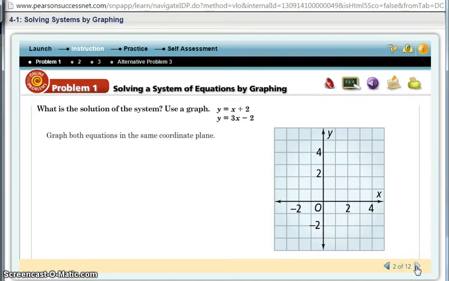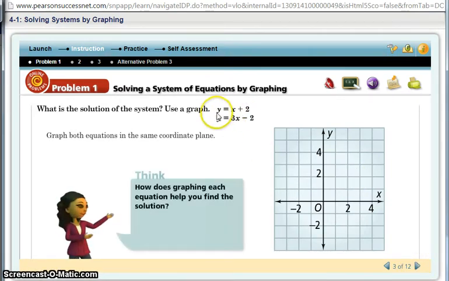So we start our first one with a y-intercept of 2. And then what's the slope of this first equation? What is it? 1. Not 1x. The slope is just 1 because it's just the coefficient.